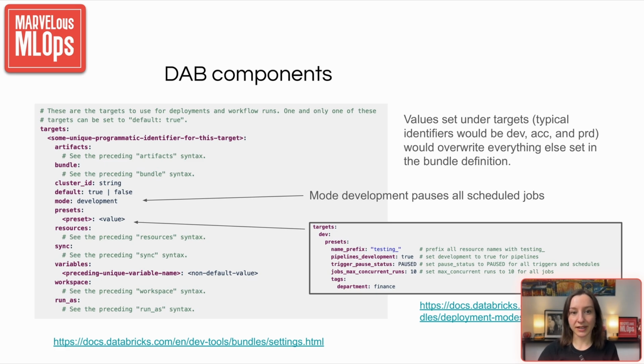One key field is mode: development. When this is set, it pauses all scheduled jobs, which is helpful to avoid accidental job execution during tests. Presets are commonly used to add name prefixes, set pipelines to development mode, or pause all triggers, and limit the job concurrency or add metadata.